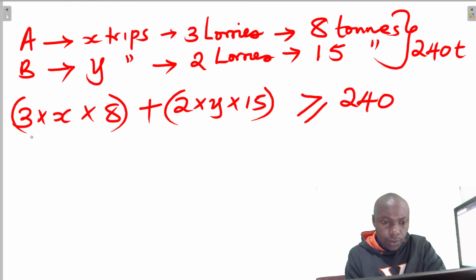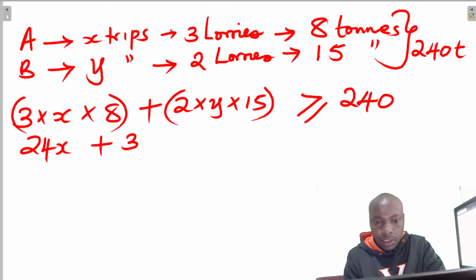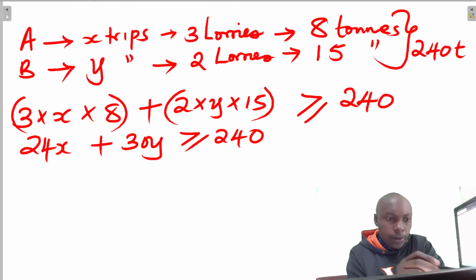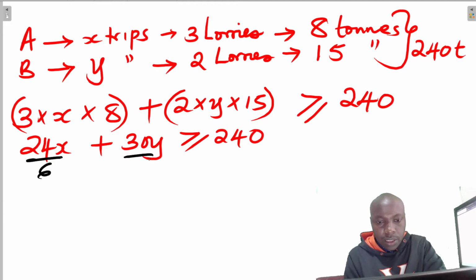So this will give 24x plus 30y should be greater than or equal to 240. Now, upon getting that, we can simplify this equation, and simplifying this, we shall divide. If we divide all through by 6, this is what you're going to get.